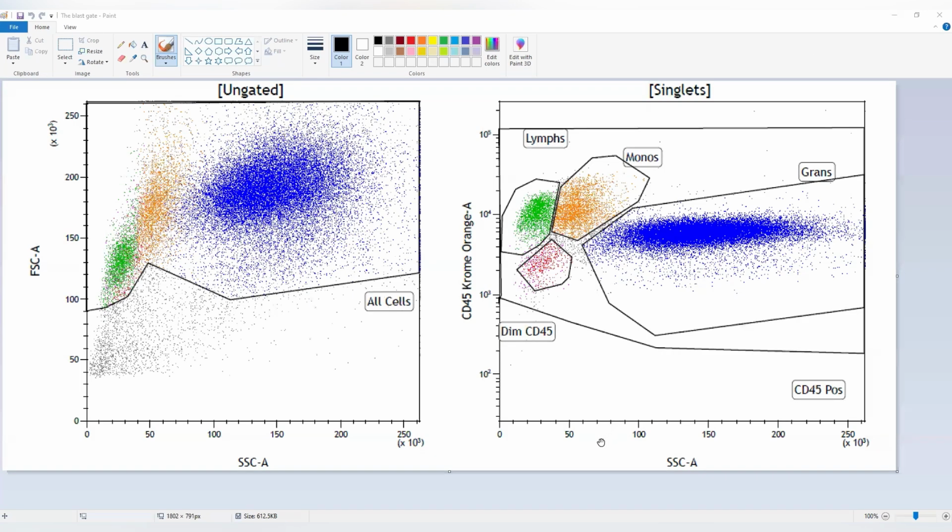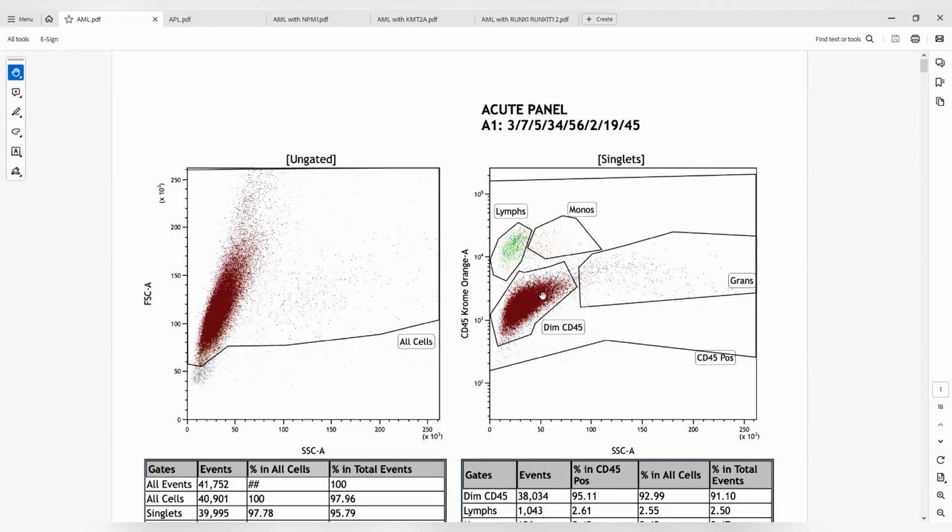So first here in this bone marrow, as you can see here in maroon or brown, we have our dim CD45 blast population is pretty expanded. We do have some lymphocytes here in green, very few monocytes here in yellow, and very few granulocytes here in blue. And here it says the dim CD45 population is about 95% of the population of cells that we have here. However, you should not be using flow cytometry to quantify the blast percentage for a lot of reasons that I'm going to mention in a separate video. But for now, this expanded population here is a dim CD45 population.